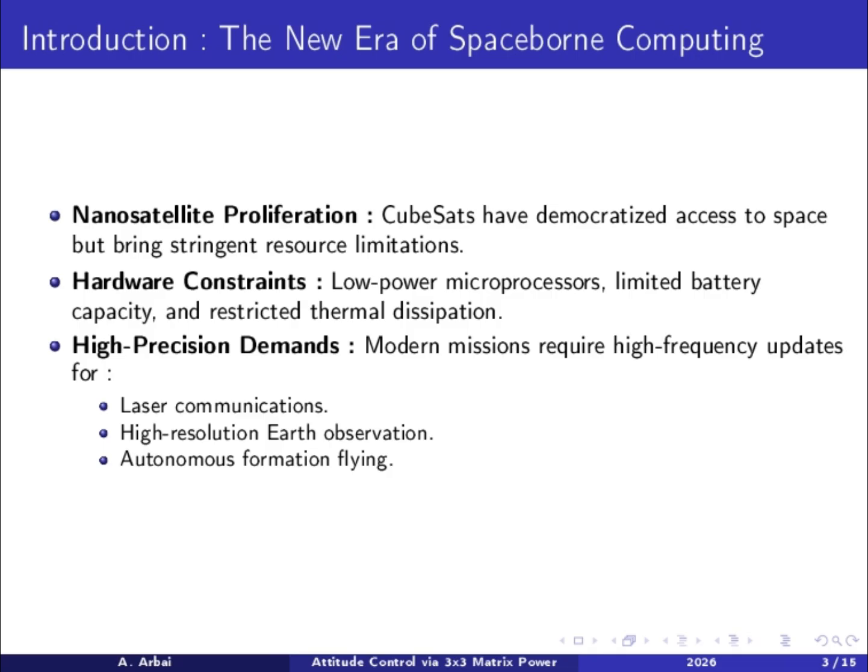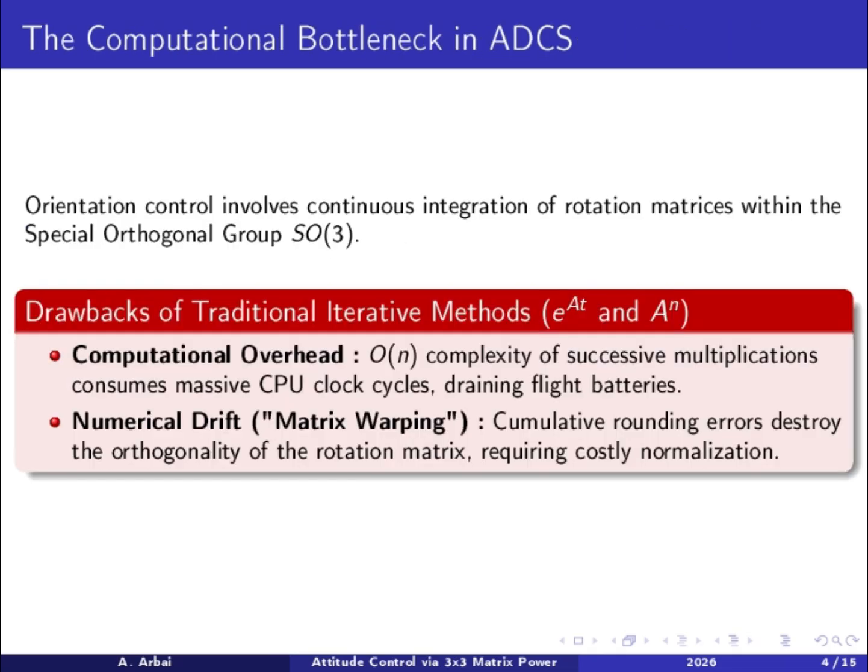CubeSats have democratized access to space, but they operate with stringent resource limitations, such as low power microprocessors and restricted battery capacity. Despite these, modern missions demand high frequency updates for precision tasks like laser communication and autonomous formation flying. The primary computational bottleneck in this system is orientation control, which requires the continuous integration of rotation matrices within the special orthogonal group SO(3).